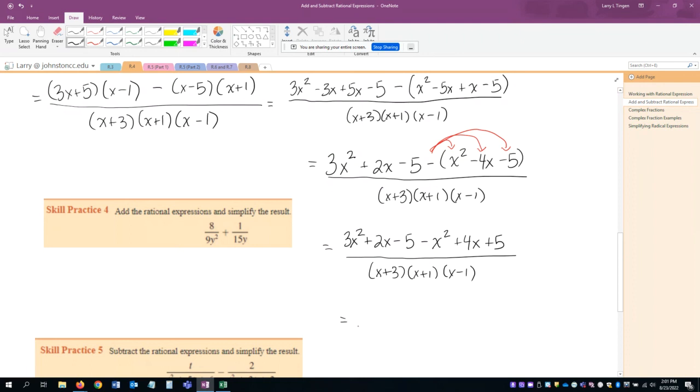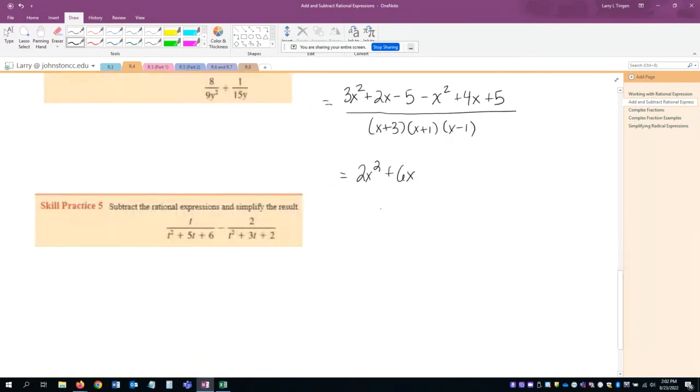Let me say it again. We're going into more detail than I need to see, because if you can stop here and say 3x squared minus x squared and do the process that way, that's absolutely fine. But let's combine like terms now. 3x squared minus x squared leaves me 2x squared. 2x plus 4x is 6x. Negative 5 plus 5 is 0. So my constant term goes away. My denominator is still the same: x plus 3 times x plus 1 times x minus 1.